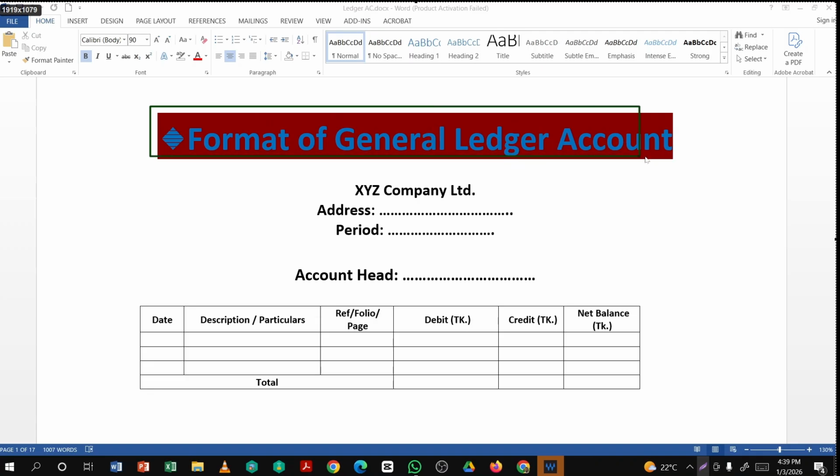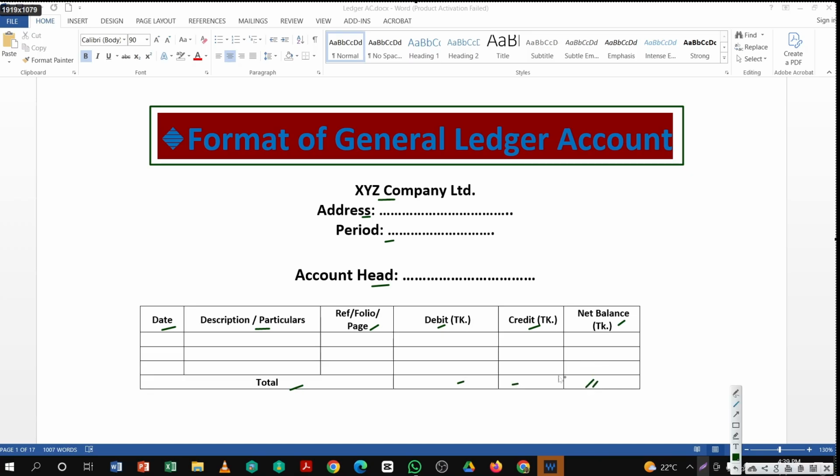Format of general ledger account. In the general ledger format, at first, we write the name of the company, the company address, and the period for which we prepare the general ledger. This is the account head. Then the format has a date column, description or particulars, reference, folio or page number, debit amount, credit amount, and net balance amount. Then the total amount and the net difference balance from debit to credit.